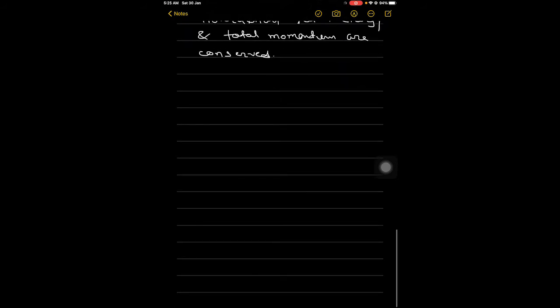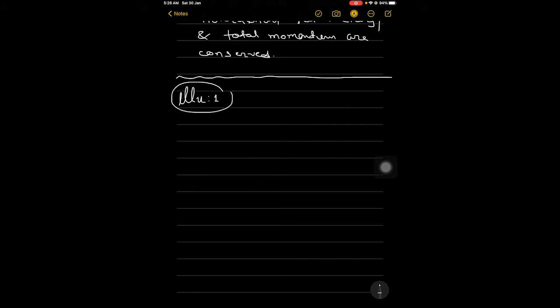Now the numericals of the textbook are given here. First of all we will start with example number 11.1, or illustration number 11.1, which is a very simple question.